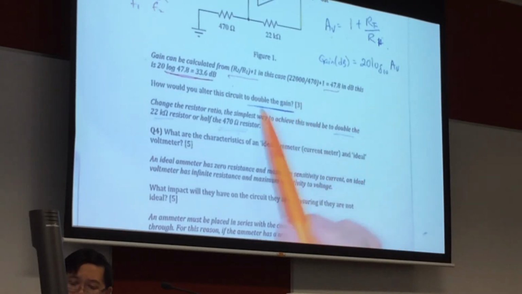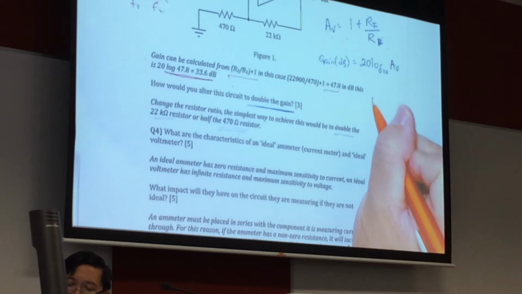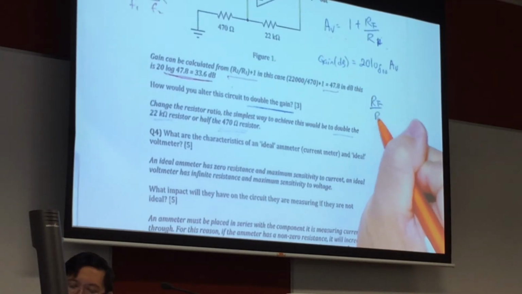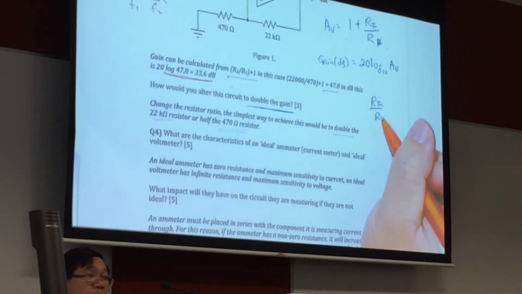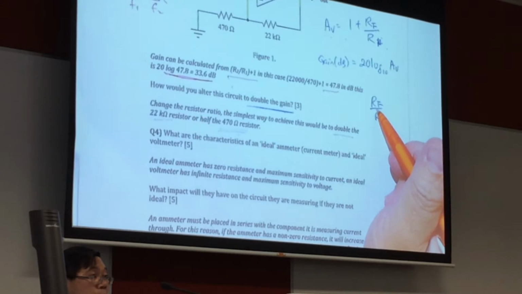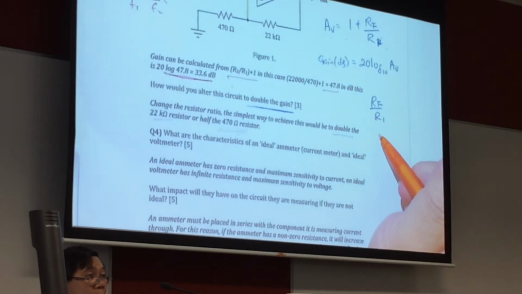Do you agree with me? If, let's say, my gain is Rf over R1. Now, if this is the case, it's quite easy. Double my top, my gain will double. Or half my bottom will be double, right?